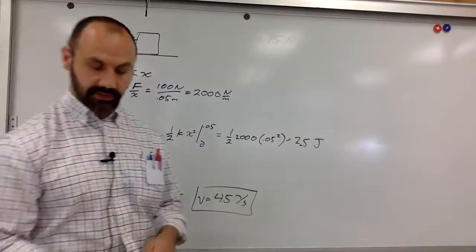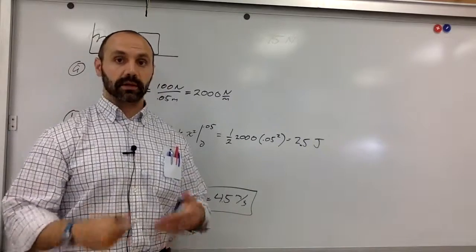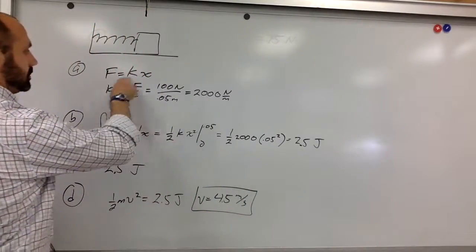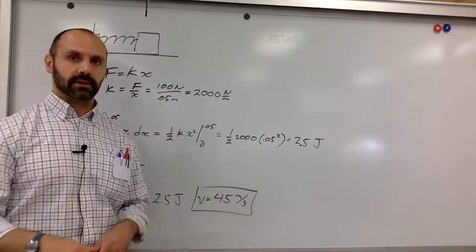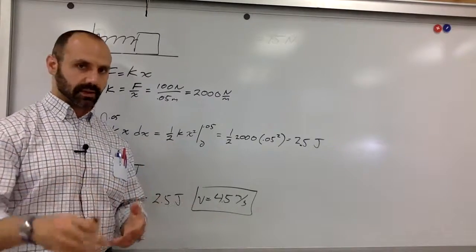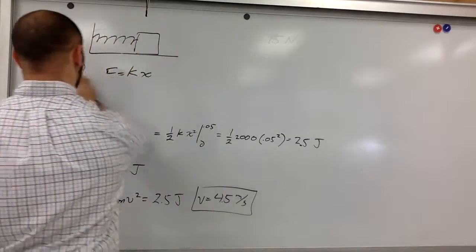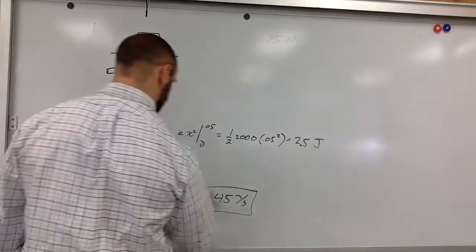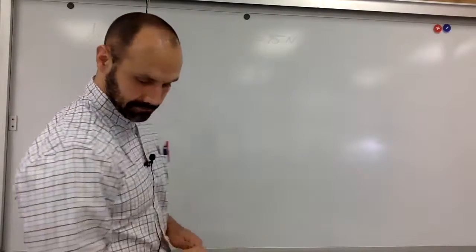So here's the tricky thing. Not all springs obey Hooke's law. Not all springs have this rule. They follow F equals kx. Some have a different function, that the force is equal to something else times x, x squared, whatever it might be. So in example 3, we have an example of a non-Hookean spring.